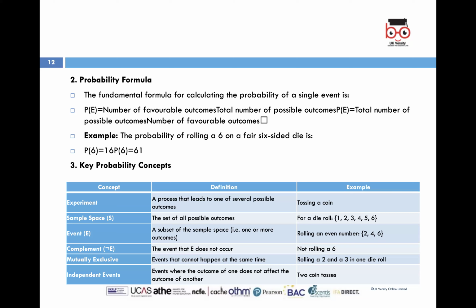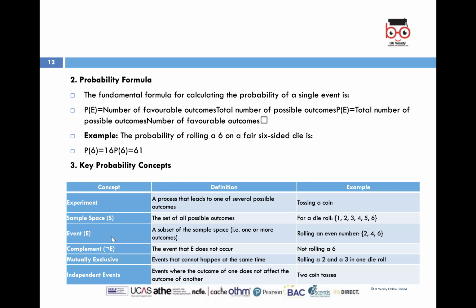Just to confirm what this means here, it's not actually 16, it's just the way it's written, it should actually be 1/6. So it's the number of favorable outcomes, which is one, because you can only get a six once on a six-sided die, and the total number of outcomes is six, because you can get any of the six numbers, so it's 1/6.